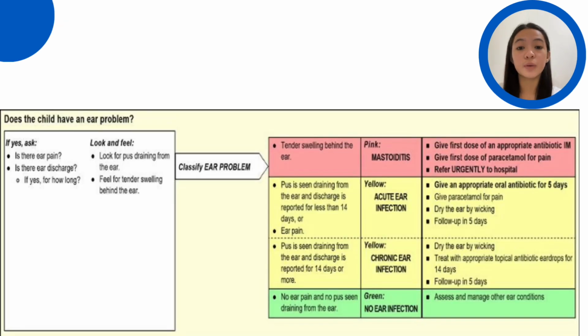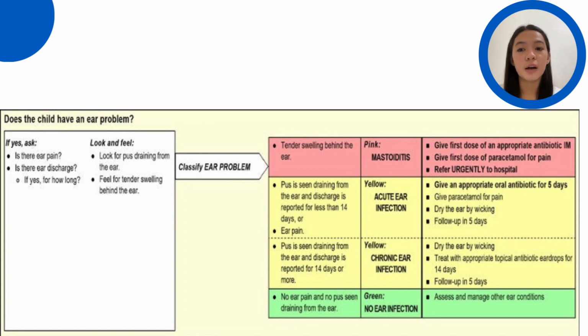Now let's take a look at the chart. Does the child have an ear problem? If yes, ask if there is pain, ear discharge, and if yes, for how long? And also look and feel for pus draining from the ear and tender swelling behind the ear. Let's classify the ear problem. If there is no pain and no pus seen draining from the ear, it classifies as green, so no ear infection. The treatment for this is assess and manage other ear conditions.